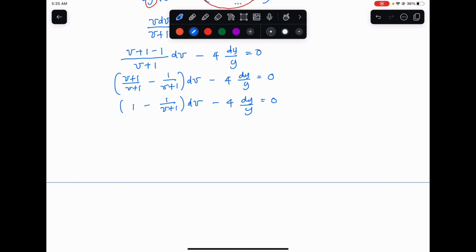So we can now integrate this one as the integral of dv. So 1 times dv, it's just v. And minus, this would be ln v plus 1. Then minus 4 ln y is equal to 0.